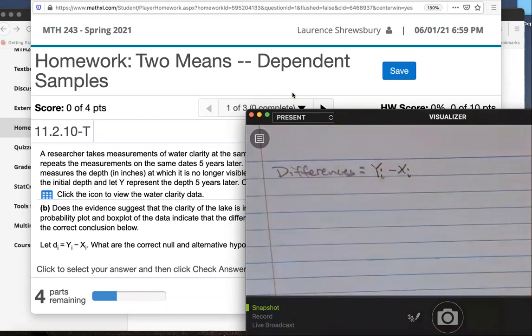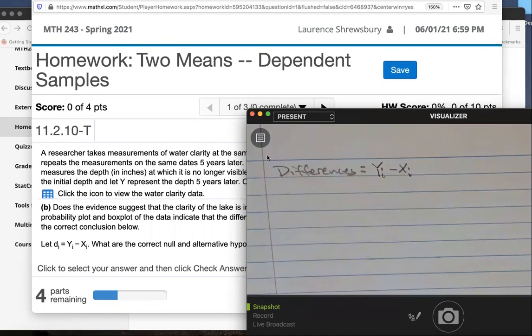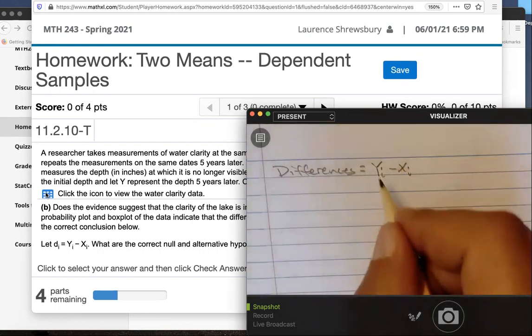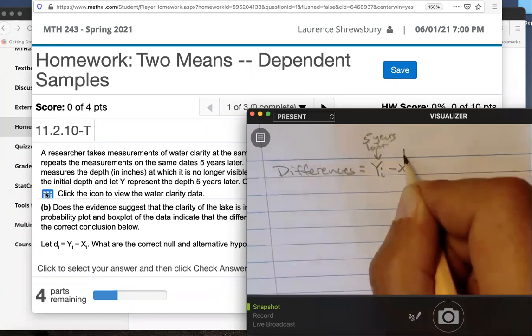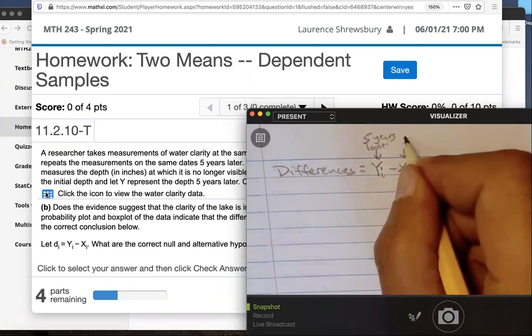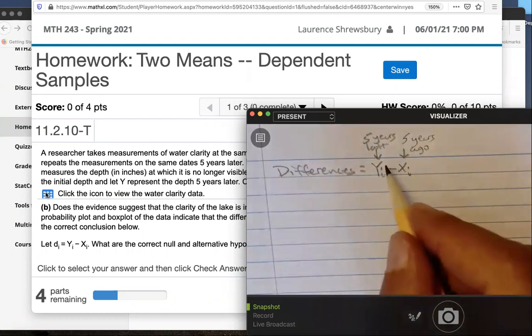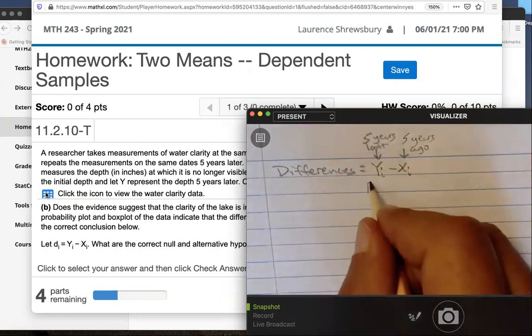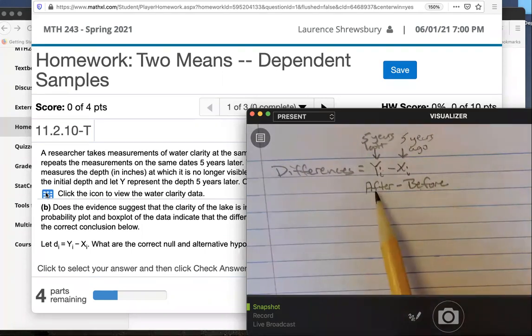Okay. Now, as you might recall, and if you don't recall, let's just bring it back again. Anyways, we had put, this was the 5 years later. And this was 5 years ago. You could sort of think of this as the before and this as the after. So 5 years ago and now.